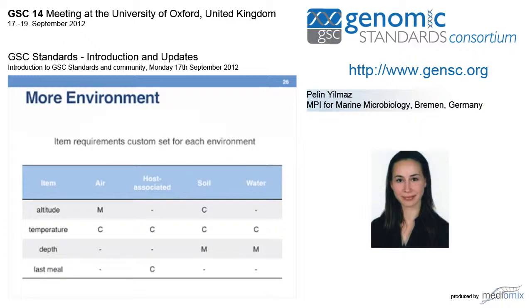What's more with the environmental packages is that all of the requirements are custom tailored for each environment. So for example, altitude makes sense in air environment and sometimes in soil environment if you're up somewhere from the water level, but it obviously doesn't make sense for host-associated environments. Therefore, it's not applicable here. And likewise, temperature is conditional mandatory for all of the environments because you could always measure temperature. However, last meal doesn't really make sense for air, therefore it's not applicable as well.